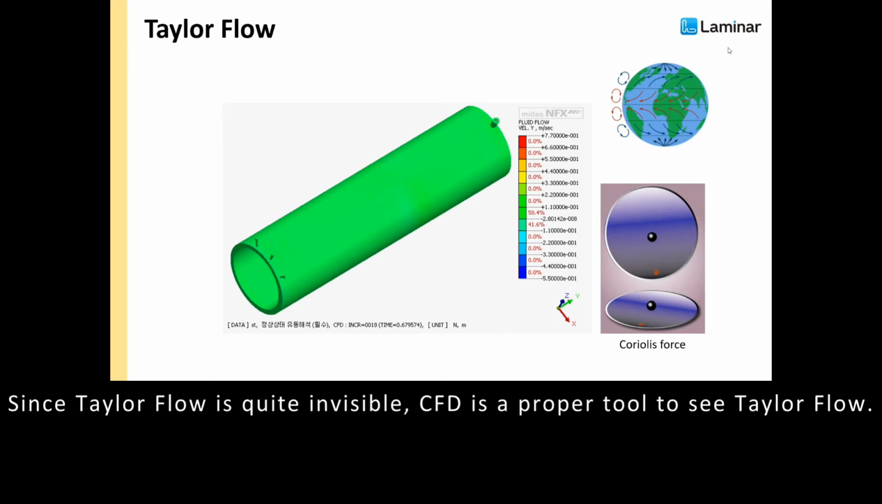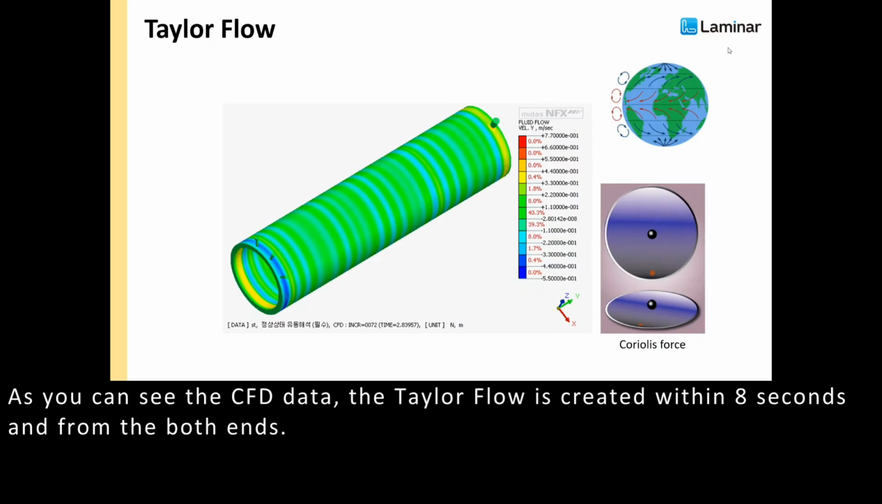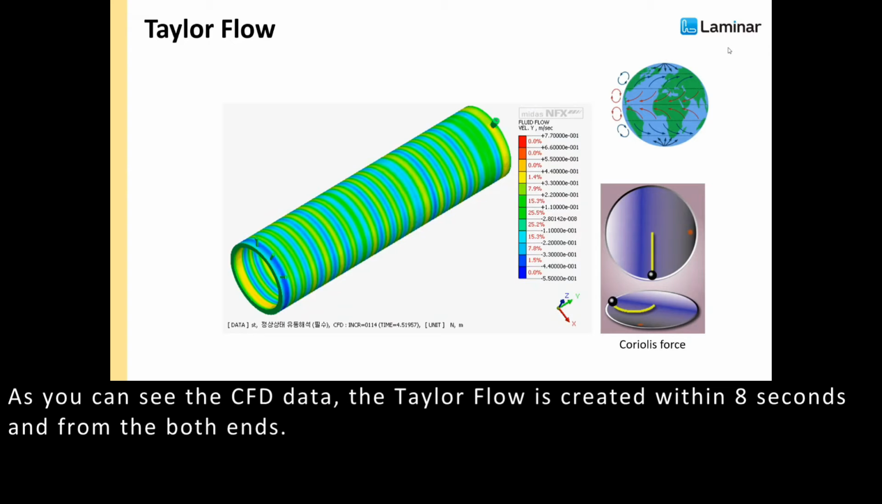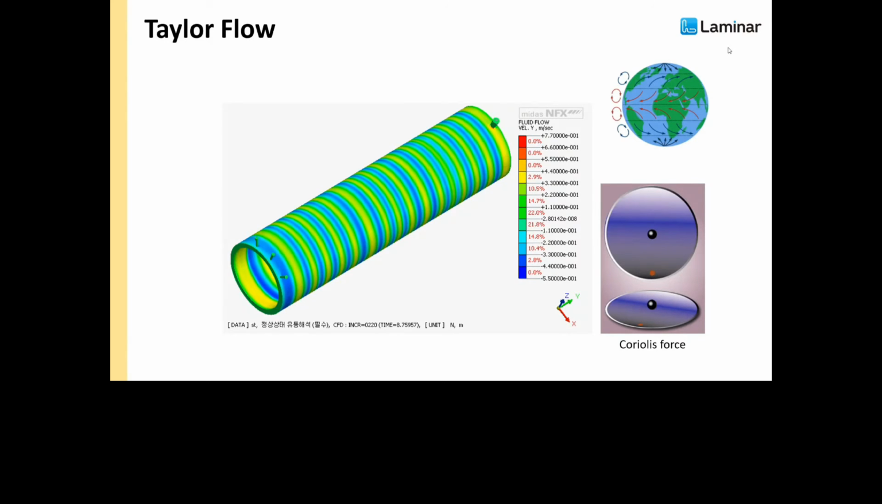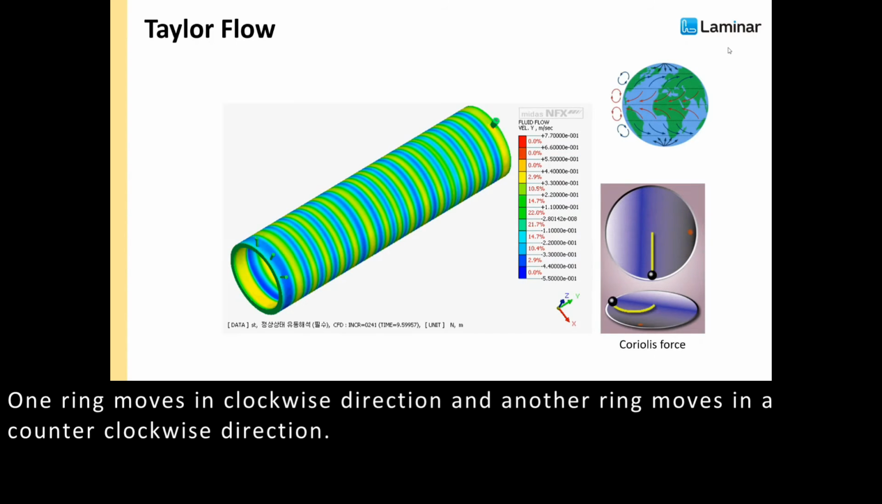Since the Taylor flow is quite invisible, CFD is the proper tool to see Taylor flow. As you can see the CFD data, the Taylor flow is created within 8 seconds and from the both ends. Taylor flow is generated by two forces of centrifugal and Coriolis and forms the ring pair. One ring moves in clockwise direction and another ring moves in the counterclockwise direction.